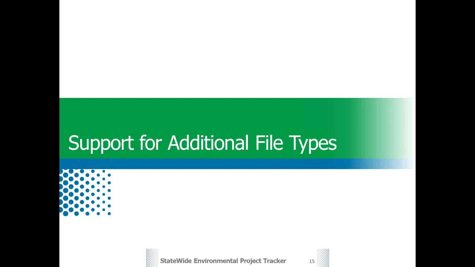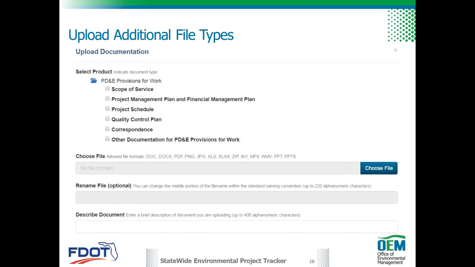Also new on the project page, as well as on your environmental documents, we've added support for additional file types. Initially, we just supported Word documents, PDFs, and some image file formats. You're now able to upload additional image formats, Excel, Zip, AVI. Some of you have recordings in AVI format or MP4 recordings of public meetings, for example. WMV is another rich media format, and then PowerPoint. So all those formats are supported, and you can upload them to the project file.